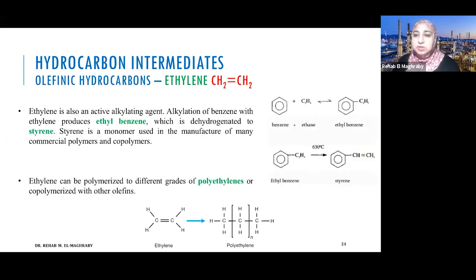Also, ethylene can react with benzene to produce ethylbenzene. Ethylbenzene can be converted to styrene: we take hydrogen from here and get a double bond, which is styrene. Styrene can be converted to polystyrene, which is the cover of your paper coffee cup. Ethylene by itself can be polymerized to polyethylene.